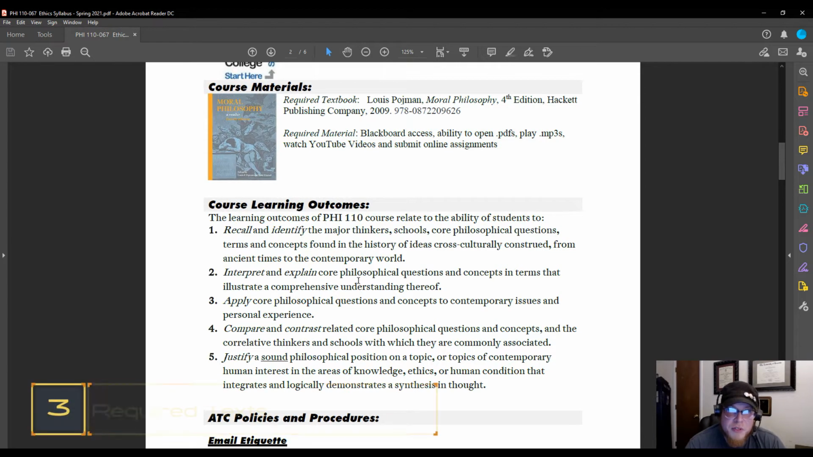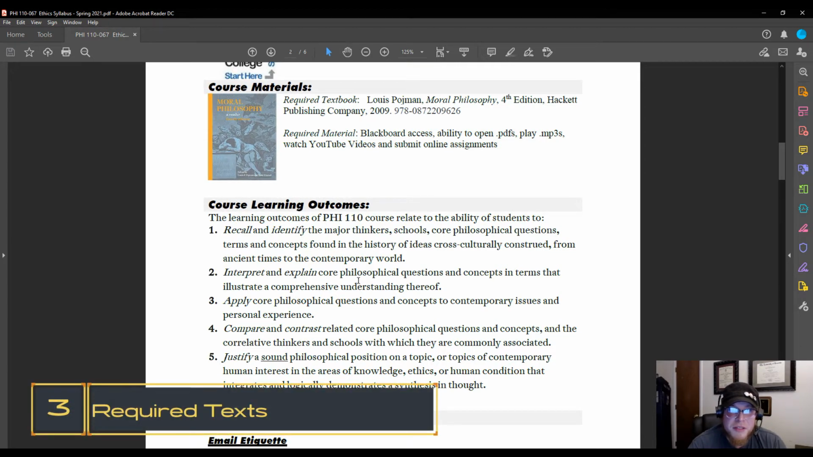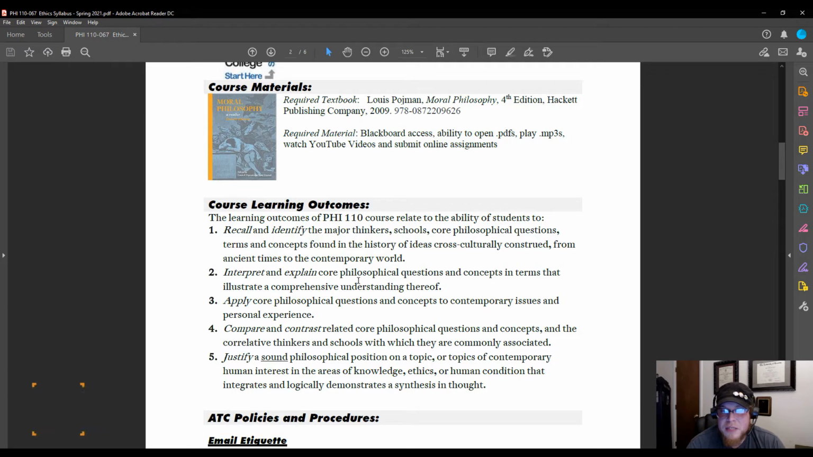The required textbook for this course is what you see pictured there on the syllabus: Louis Pojman's Moral Philosophy, 4th edition. There it is. Granted, a lot of the materials that we'll be dealing with are in the public domain, so where that's the case, I'll be posting them on Blackboard as well.